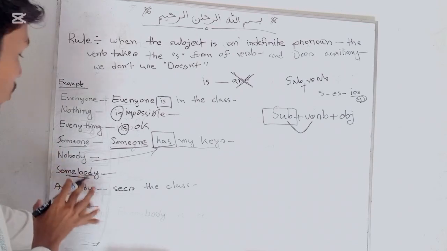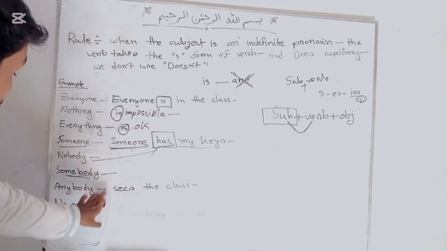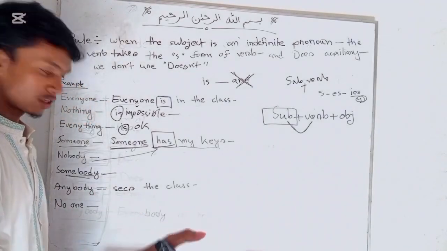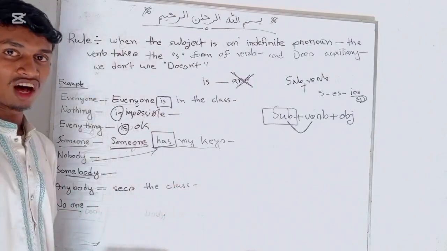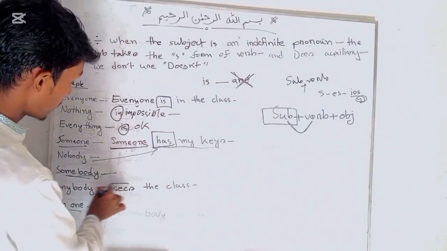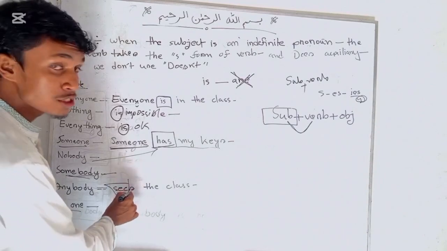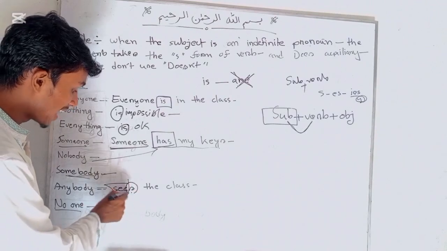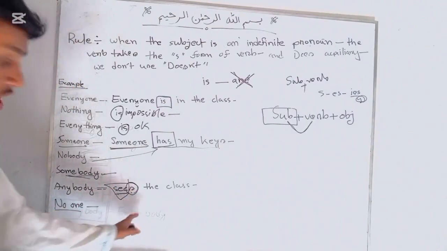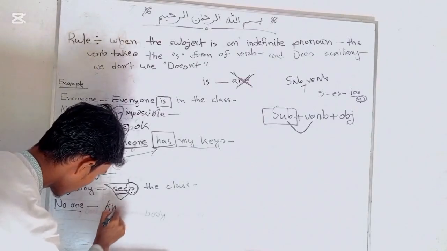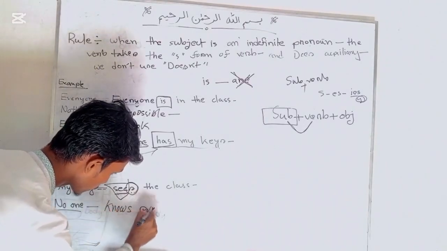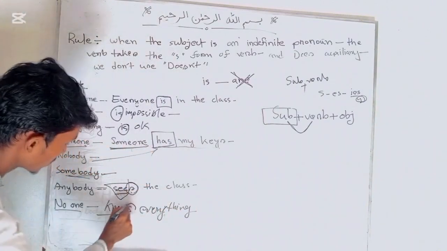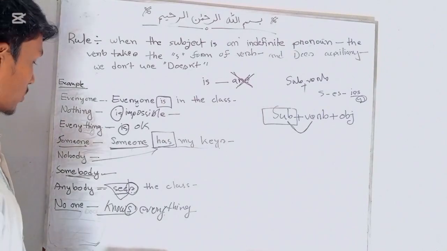Another example of the s form is: anybody sees the class. No one sees the class. Here we have the verb see with the s form. We add the s. Anybody sees the class, or no one knows everything. Knows is the s form of the verb.